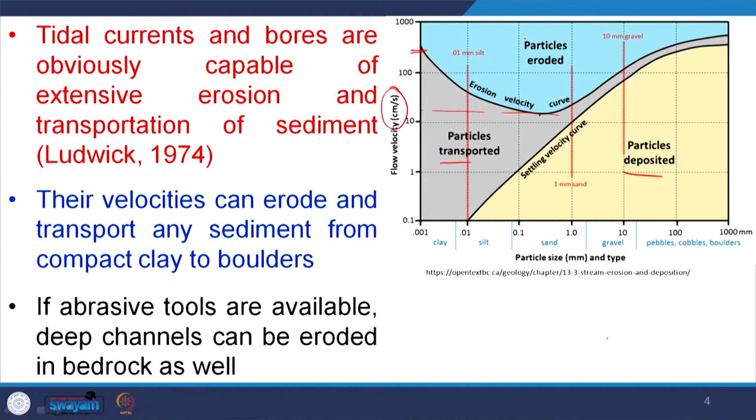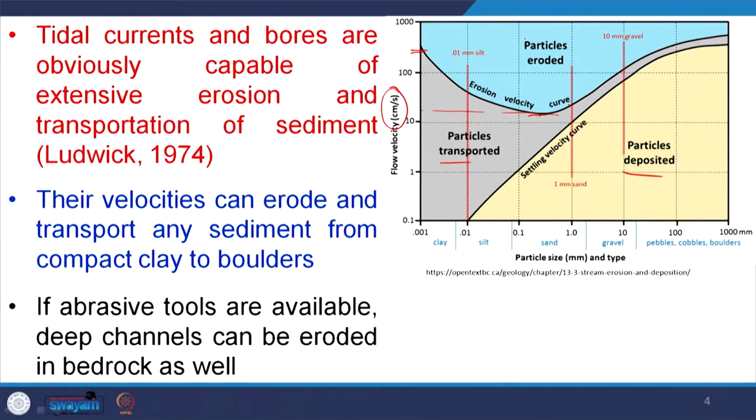So, these tidal currents and bores are obviously capable of extensive erosion and transportation of sediments of all kinds, because their speed is much higher than the erosional level we have defined for erosion. Their velocities can erode and transport any sediment from compact clay to boulders. Generally, boulders are not found in deltas. However, in some deltas, called fan deltas, where the sink and the source are nearby, we will find conglomerate and boulders.